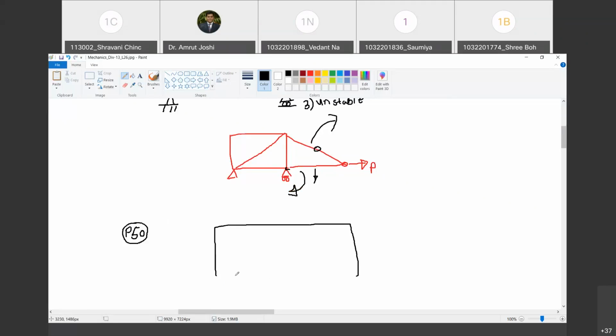Chalo. This is called an N truss or a Pratt truss. Are you with me? Yes, sir.